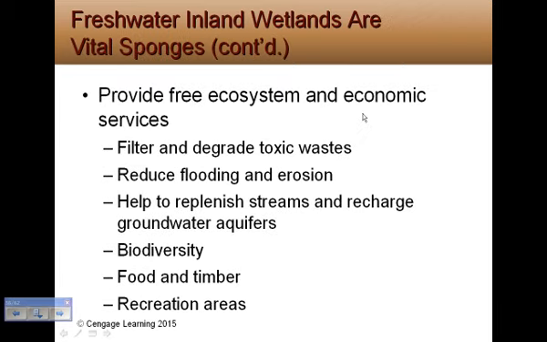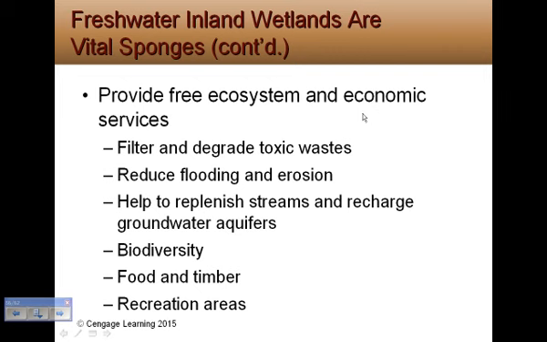They're really, really important ecosystems because, again, they, like other aquatic ecosystems, are going to be filtering and degrading our toxic waste. They can actually chew up a lot of the material that we put into them, or some of the material that we put into them. They reduce flooding. It's a catch basin for water to go, which means since the water has a place to go, it's going to prevent erosion in other areas. It's going to help replenish streams and recharge groundwater aquifers.